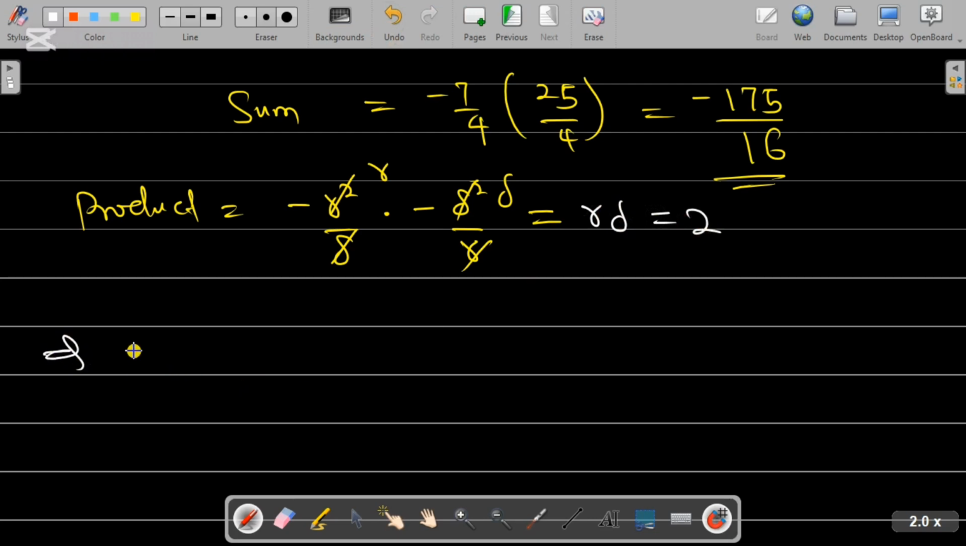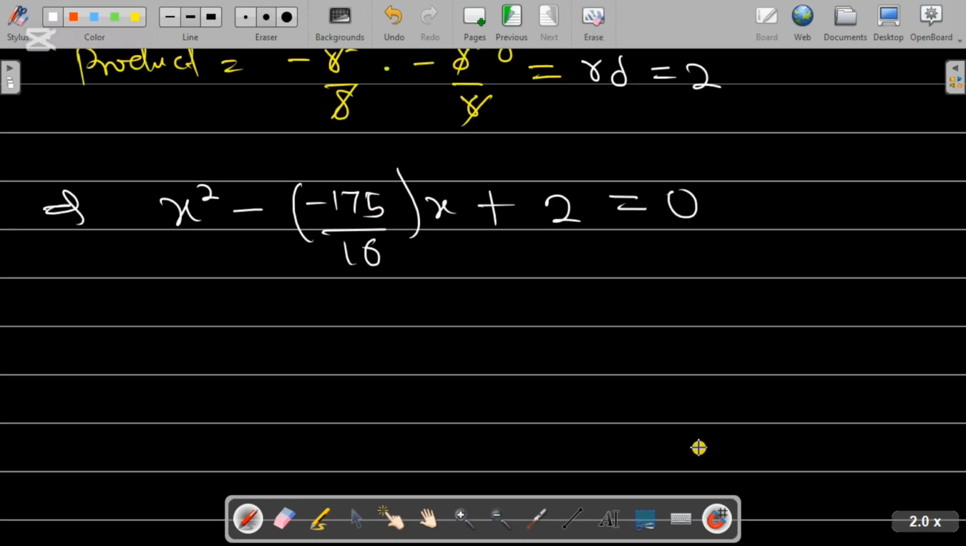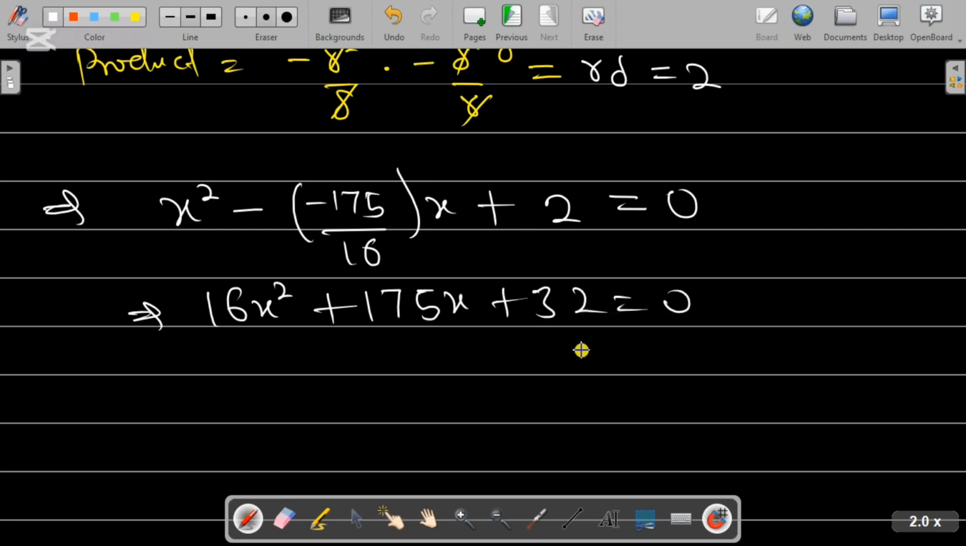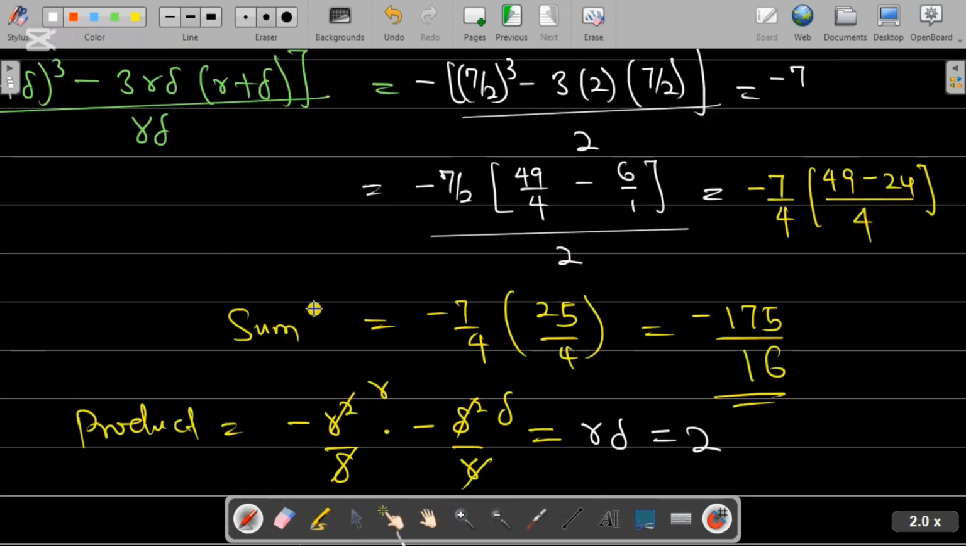So you substitute into that, and you will have x squared minus the sum, which is minus 175 over 16, all in x, plus the product, which is giving us 2, and all is equal to 0. So multiply through by 16, and you will have 16x squared, plus 175x, plus 16 times 2 which is 32, equal to 0. And that is the solution to that problem.